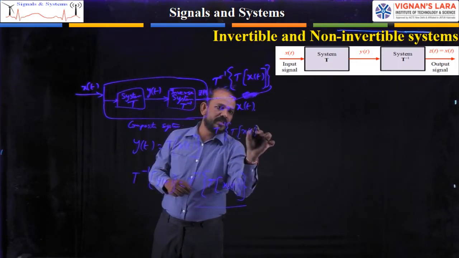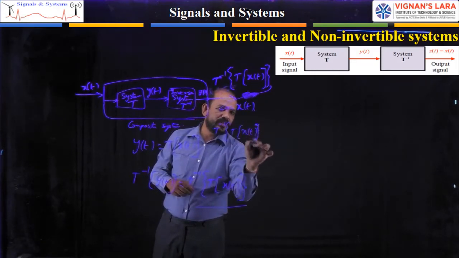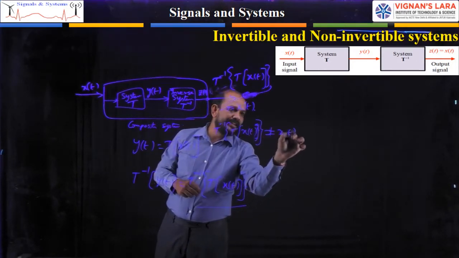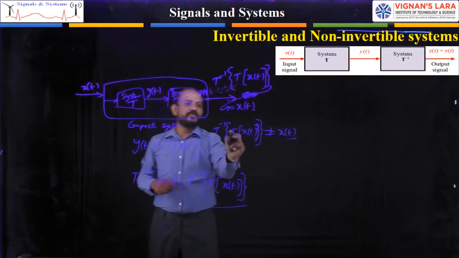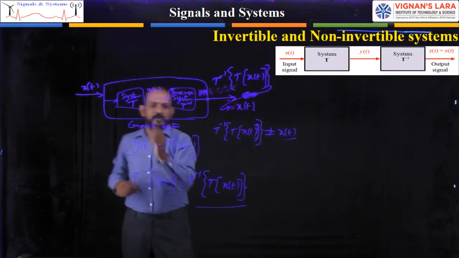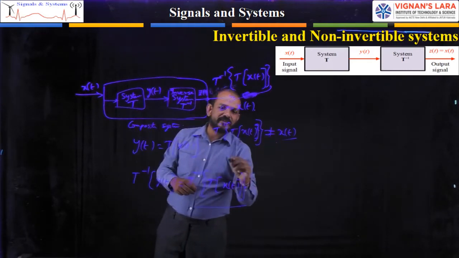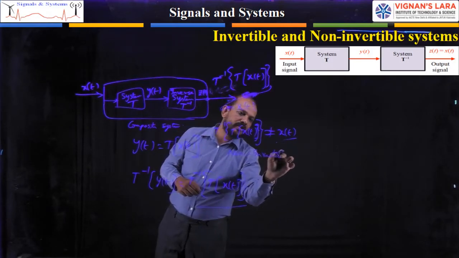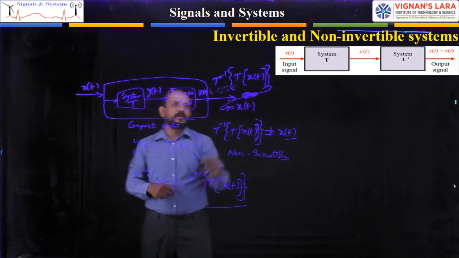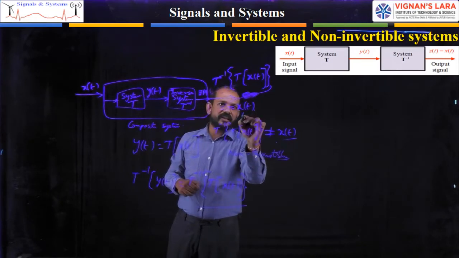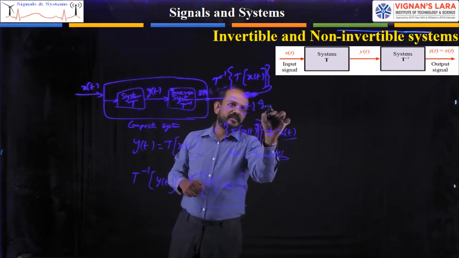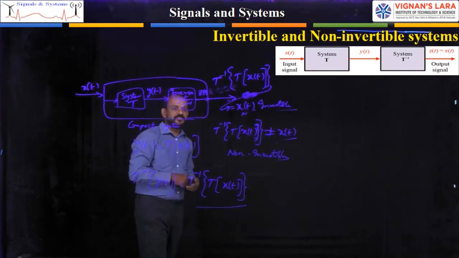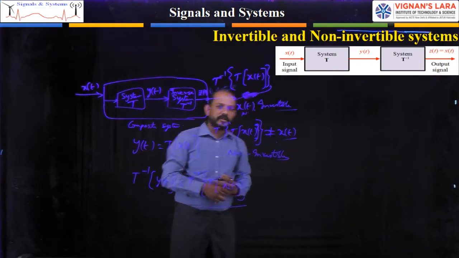If the inverse transformation of the transformation of x of t is not equal to the input x of t, then I can say this system is non-invertible. And if this is equal to this one, then I can say this is invertible. So this is regarding invertible and non-invertible systems.